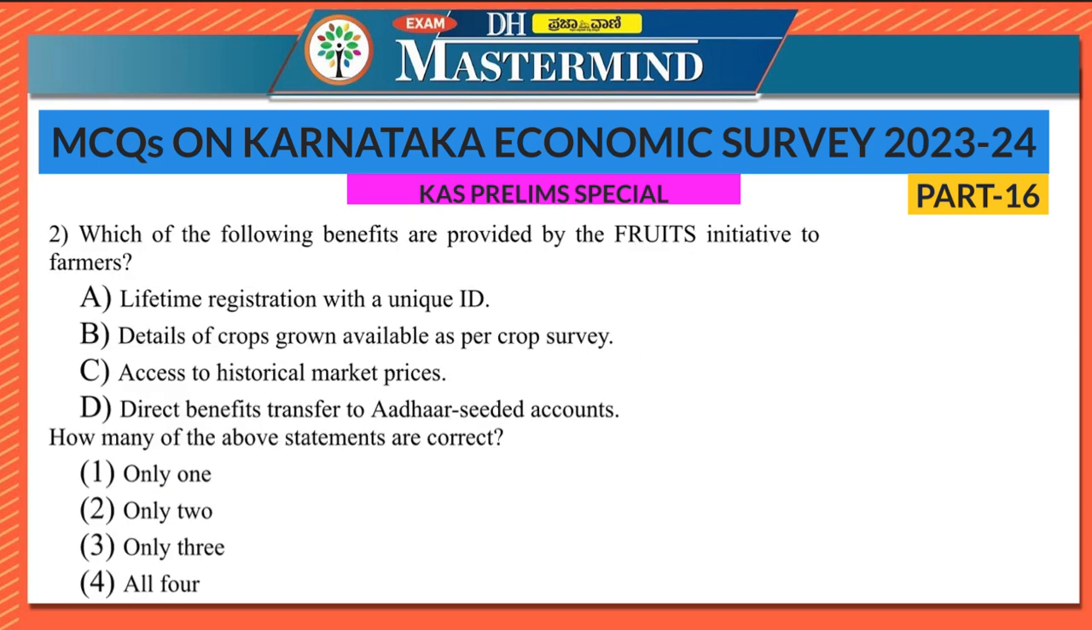Second question says, which of the following benefits are provided by the Fruits Initiative to farmers? A, lifetime registration with a unique ID. B, details of crops grown available as per crop survey. C, access to historical market prices. D, direct benefits transferred to Aadhaar seeded accounts. So here A is correct, lifetime registration with a unique ID is what the Fruits platform does. B is correct, details of crops grown as per crop survey are given to farmers. There is no access to historical market prices on the Fruits portal, and direct benefit transfer to Aadhaar seeded accounts is also undertaken by the Fruits portal. So the right option is option 3, only 3.